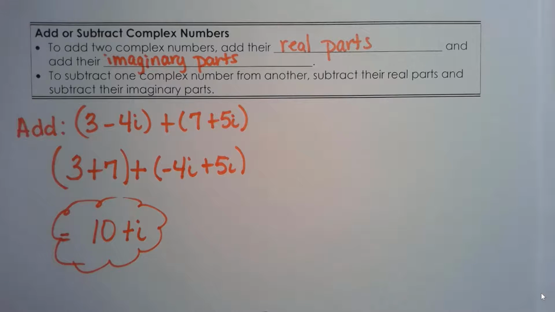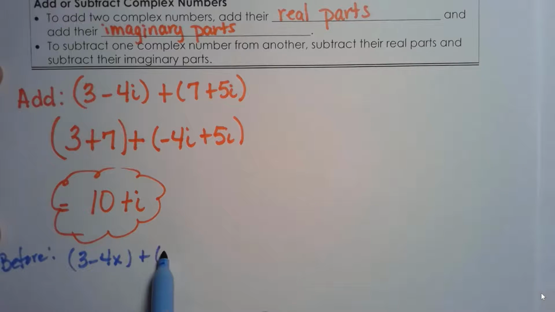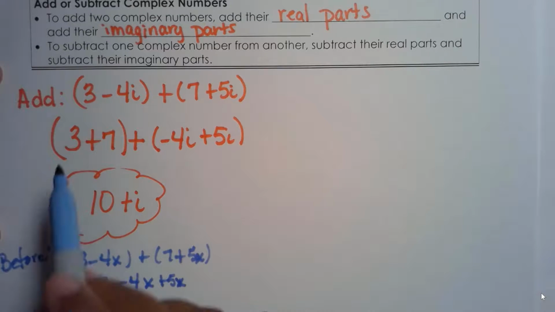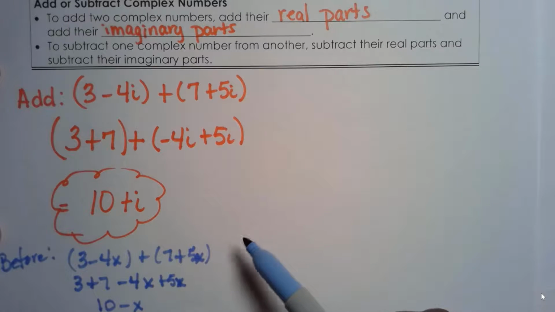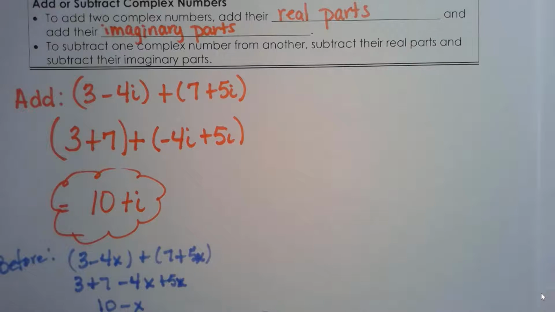Let's just go back to something that you've done before. Where if I said 3 minus 4x plus 7 plus 5x, you would combine your like terms. You would combine the 3 and the 7 and the negative 4x and 5x. And we will have 10 minus x. So adding, subtracting complex numbers is pretty much in line with combining of like terms because we're combining like parts. Let's do another example.